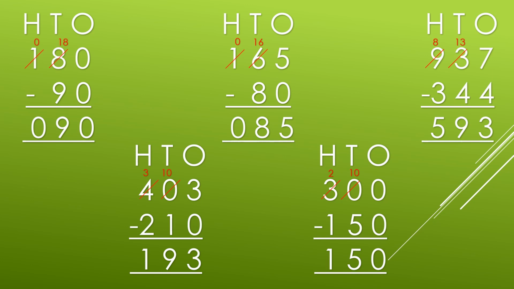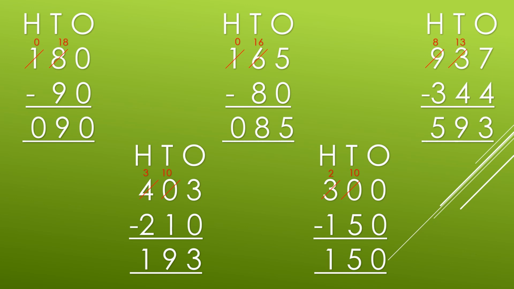Next example is subtract 210 from 403. So in ones, 3 minus 0 is equal to 3. In tens, 0 minus 1. Children, we cannot subtract 1 from 0, so we will borrow from hundreds. In 100, 4 becomes 3 and in tens, 0 becomes 10. 10 minus 1 is equal to 9. In hundreds, 3 minus 2 is equal to 1. So 403 minus 210 is equal to 193.